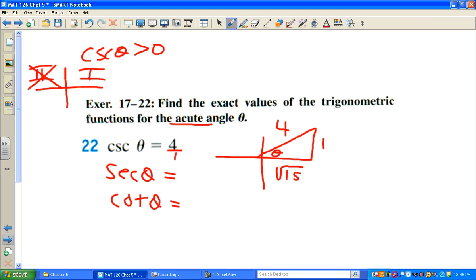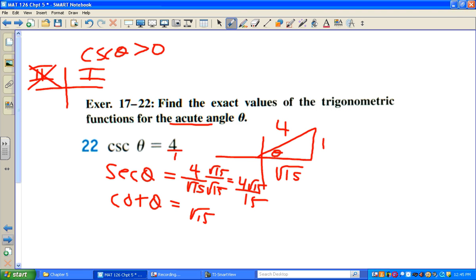What is the secant of theta? Right, 4 over root 15. We all know we rationalize it. So it is 4 root 15 over 15. And then finally the cotangent of theta would be just root 15. You can put it over 1 if you like. Yes. Correct.